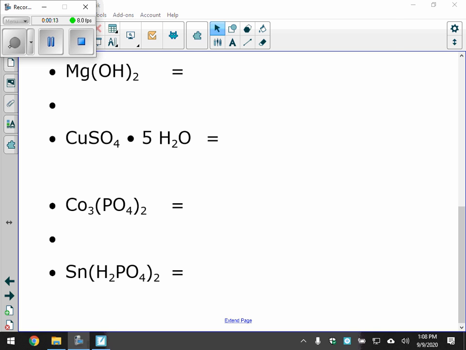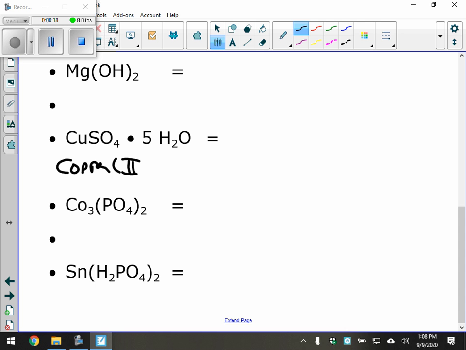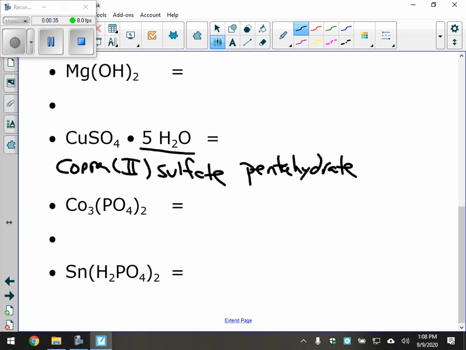Yeah. So copper 2, again, copper, I'll pick up the pace here. Sulfate. So 2 plus, 2 minus, right? And then 5, what's the prefix for 5? Penta, right? So pentahydrate. And remember, the only time we're using the prefixes here is just to describe how many waters we have, yes?